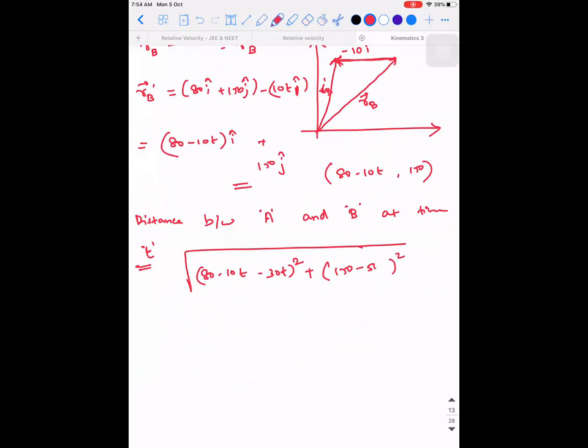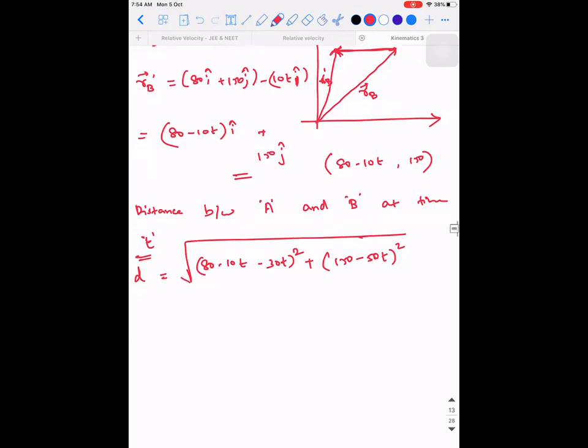Are you guys able to understand or not? So what is this thing? This is the distance between the ships A and B at what instant? At any time t. Correct? For this distance to be minimum, what is the mathematical condition that needs to get satisfied?